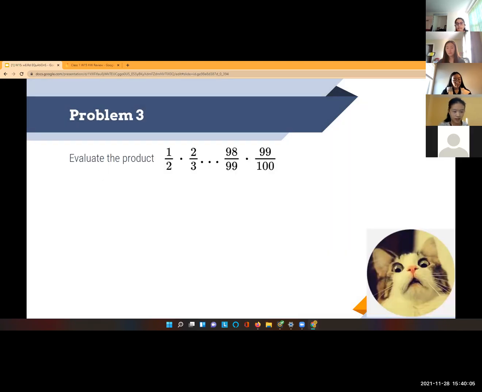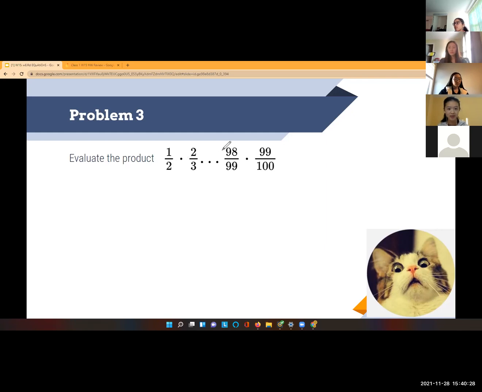Okay, so now we have an interesting problem. Evaluate the product 1/2 times 2/3 times 3/4 times 4/5, and it goes on and on until you reach times 99 over 100, and then it stops. So it wants you to find the product of this entire thing. So what are you going to do?